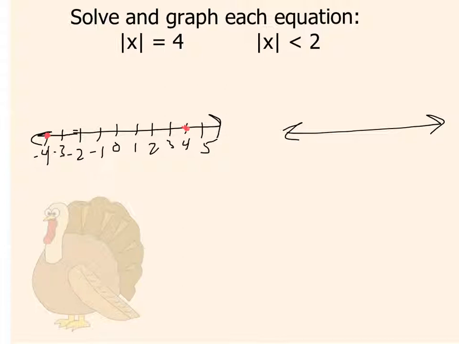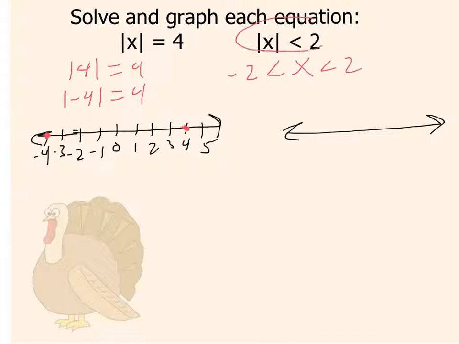Okay, those 2 points, 4 and -4, those would both be solutions. I could take the absolute value of 4, that's 4. I could take the absolute value of -4, that's also 4. Those are the only 2 solutions. Okay. Absolute value less than 2. Again, this will change to an interval where x is greater than -2 and less than 2.